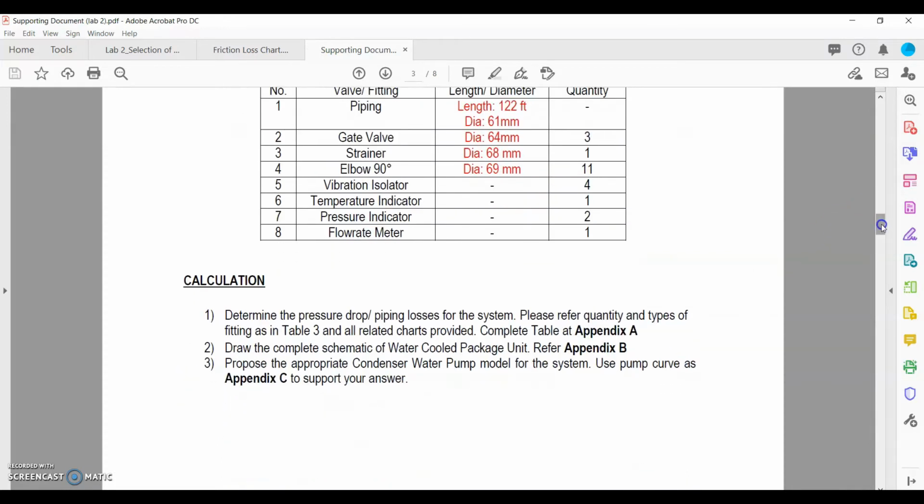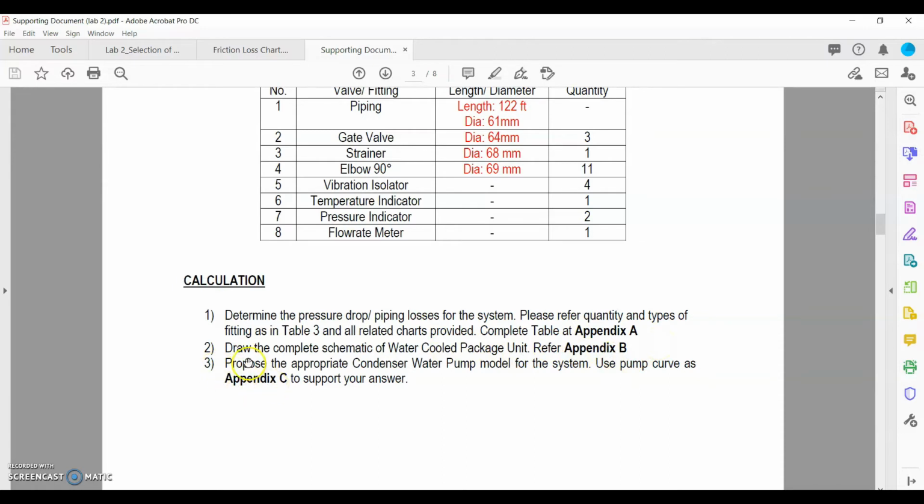Alright, so your task, first, you need to refer to the quantity and the diameter, the data provided in table 3, and then complete it in appendix A. Appendix A is the table for calculation of heat loss. The second task is to draw the complete schematic. Complete means the full supply and return piping, from the water qualification unit to the cooling tower. Then refer to appendix B.